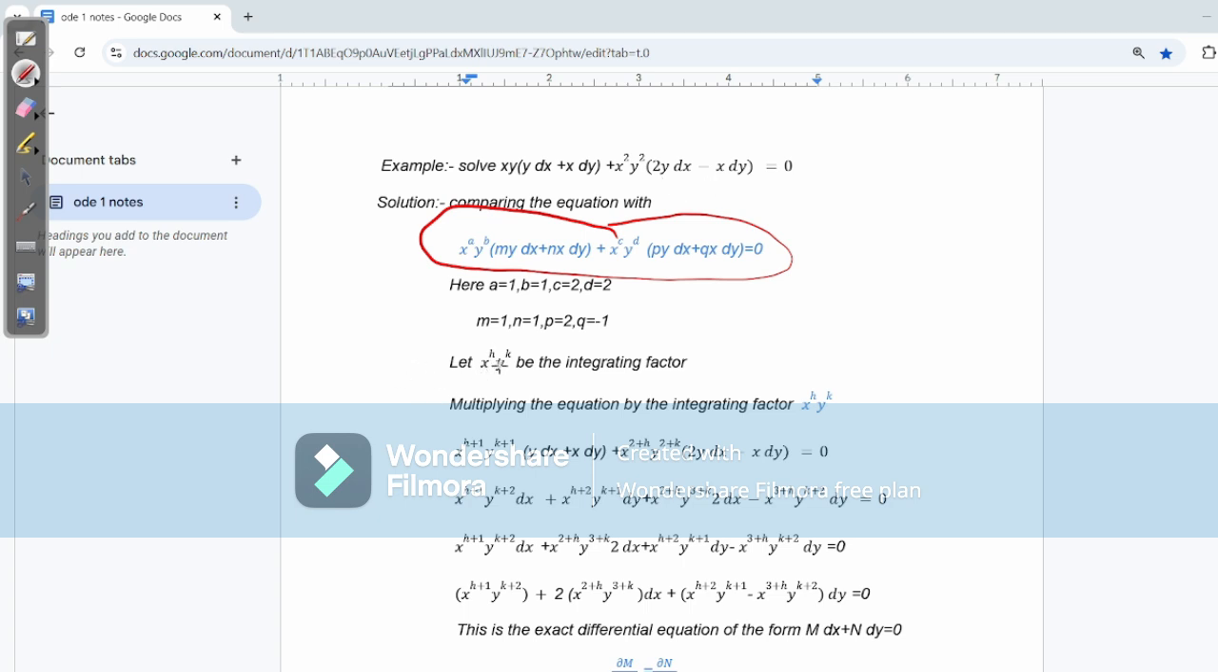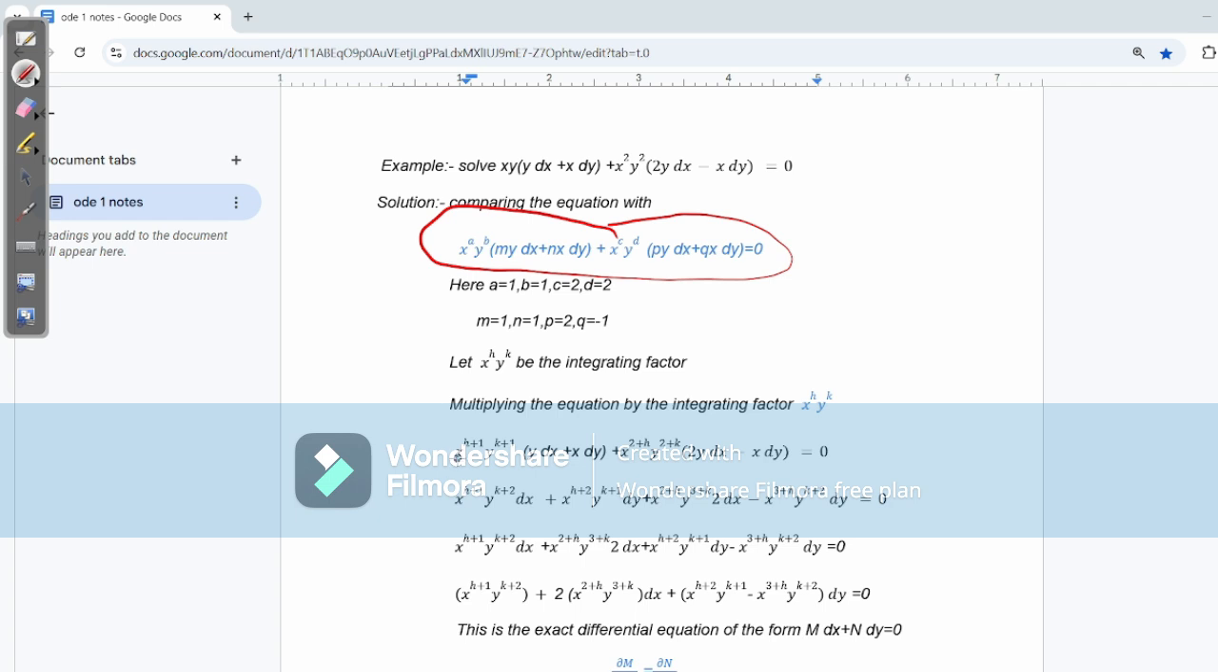Let x^h y^k be the integrating factor. So multiply the equation by the integrating factor x^h y^k. Here we have x^1 y^1, so x^(h+1) y^(k+1) (y dx + x dy), putting it common, plus x^(2+h) y^(2+k) (2y dx − x dy) is equal to 0. Now multiply this separately.